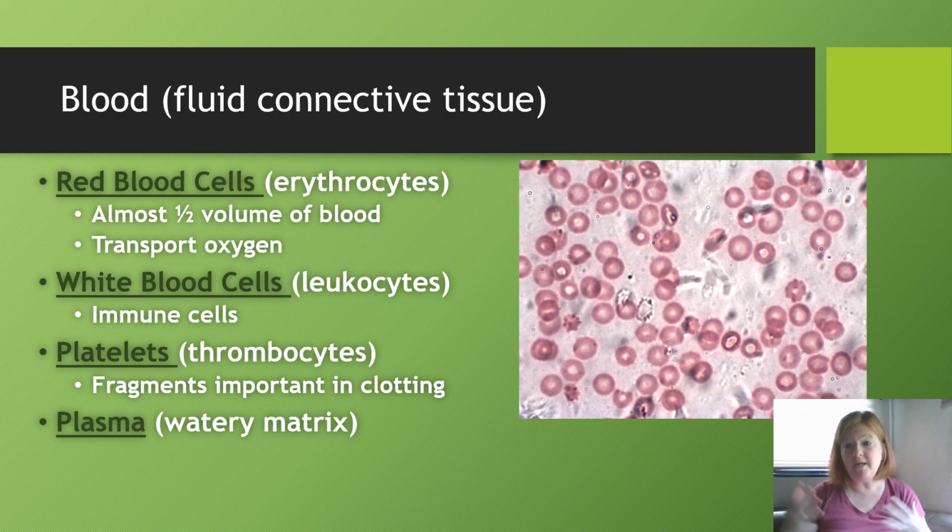So we have plasma, and then inside the plasma, we have three main types of cells, and in the plasma is going to be dissolved waste, dissolved nutrients, dissolved gases, anything that needs to be transported.